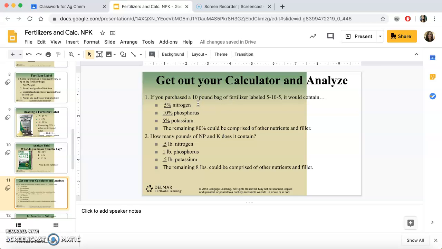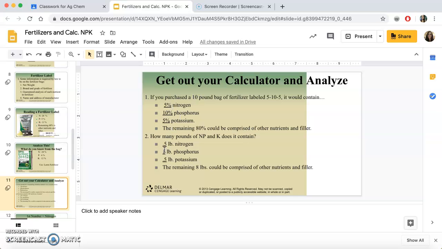Basically, if you look at it here, we're going to figure out by weight. That's actually 0.5 pounds, half a pound of nitrogen, 1 pound of phosphorus, and 0.5 pounds, half a pound of potassium. And there are 8 pounds there that can be comprised of other nutrients and fillers. So what we really can do here, if you think about the whole 10 pounds, is ask what's 5% of 10 pounds?